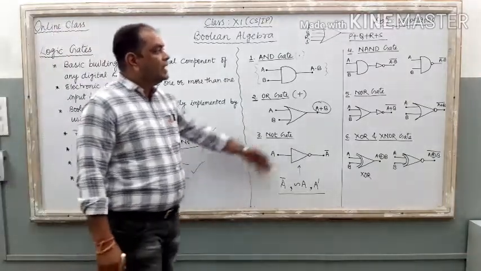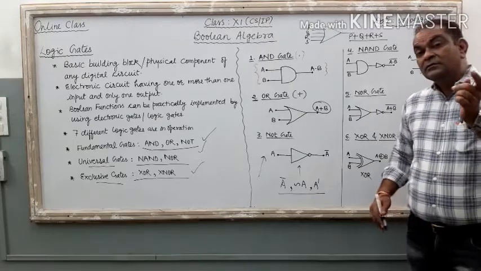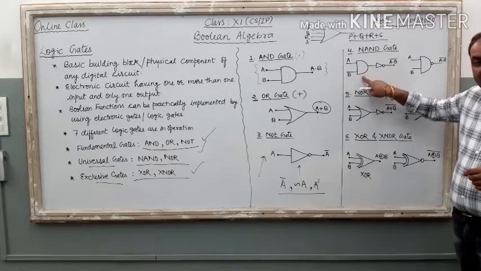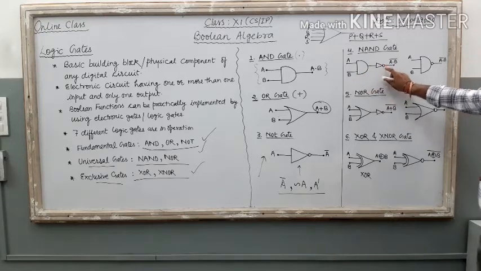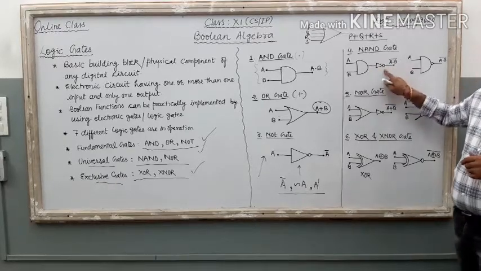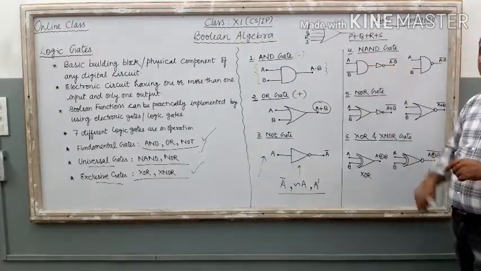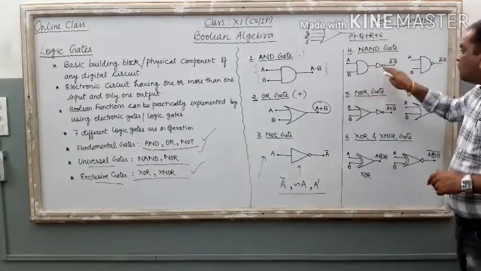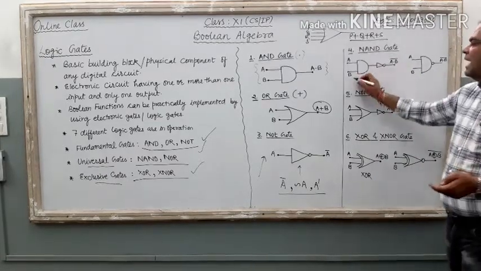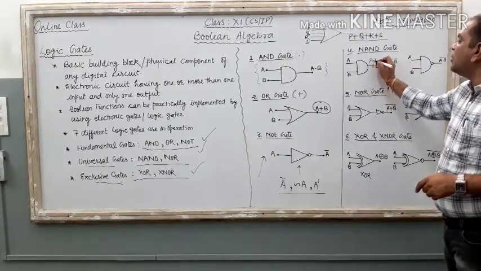Clear? Now the fourth is the NAND gate. NAND means not AND, but see the diagram of this NAND gate. First you apply the AND gate, and after the AND gate you apply the NOT gate. So the diagram is AND plus NOT, whereas the pronunciation is not AND. AND gate plus NOT gate is the detailed diagram of this gate. So what will happen? If you supply A dot B in the AND gate, the result is A dot B.